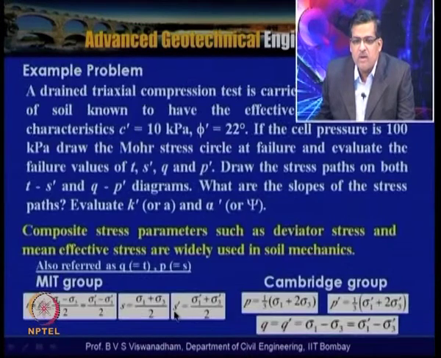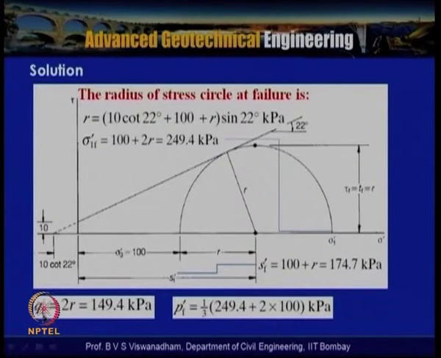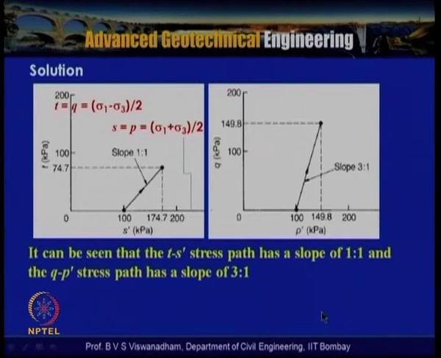According to the problem, we have been asked to determine Q dash and P dash according to the Cambridge group. We have determined it like this: QF is equal to sigma 1 minus sigma 3, and P dash F is equal to 1/3 of sigma 1 dash F. Sigma 1 dash F is nothing but 100 plus 2R, so this point plus 2 into 100, we got this one.